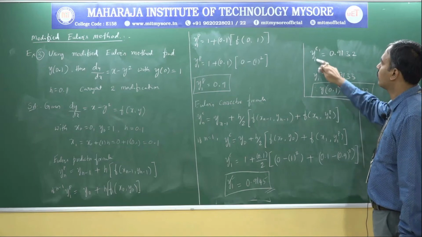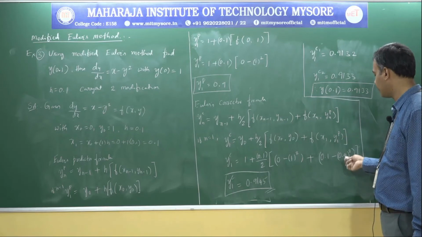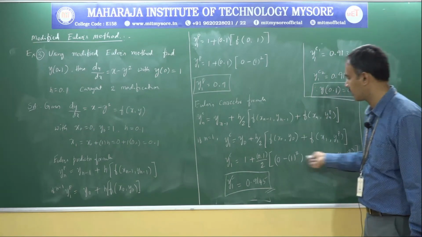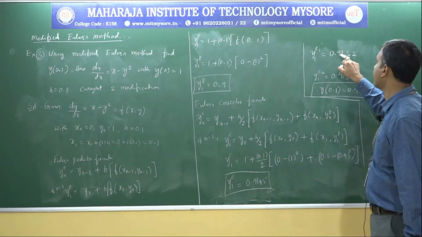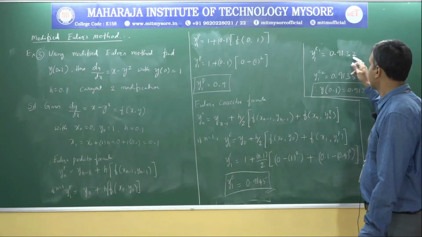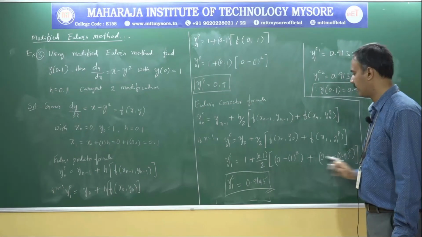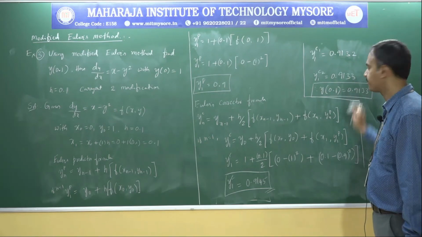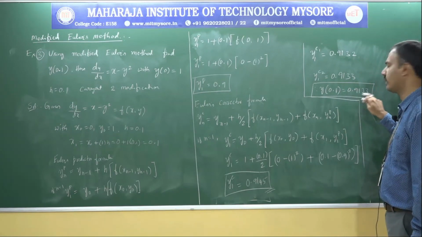Now we have to find y_1^{c1}, in such a way that you replace y_1^p with y_1^c, that is 0.9145 whole squared. The same procedure, simplified with the help of the calculator, gives 0.9132. For one more accurate value, once again for y_1^{c2}, replace with 0.9132, with the rest of the expansion the same. Now we get 0.9133. Finally we can represent y of 0.1 is equal to 0.9133.